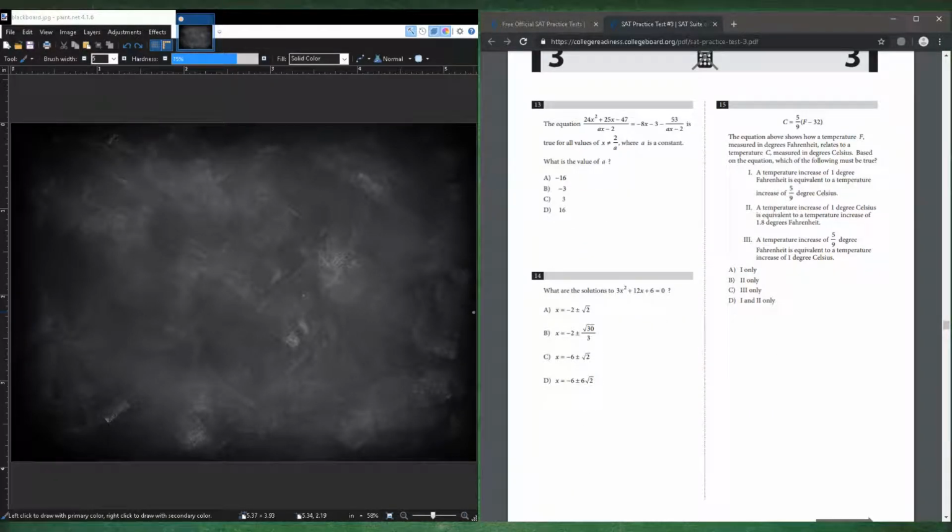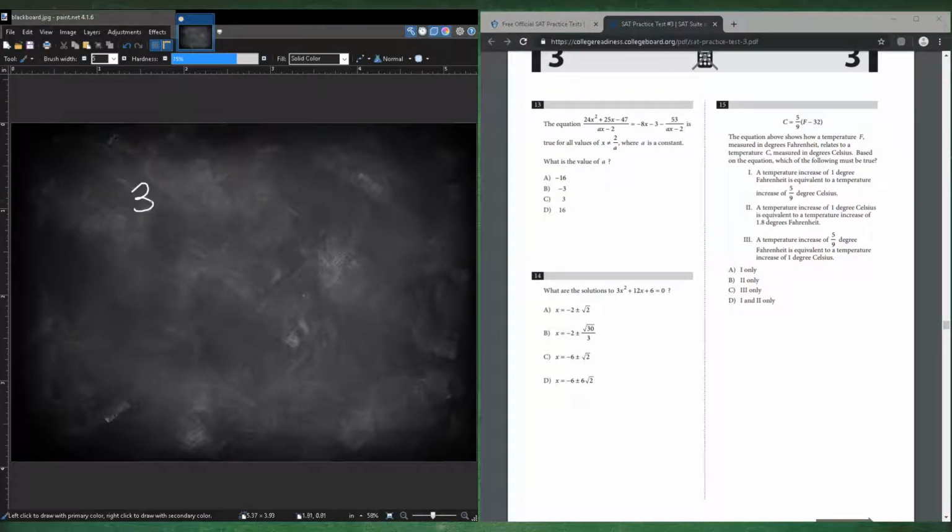What are the solutions to ax squared plus 12x plus 6 is equal to 0? So 3x squared plus 12x plus 6 is equal to 0. So divide by 3 because every single term is divisible by 3. So that's x squared plus 4x plus 2 is equal to 0.